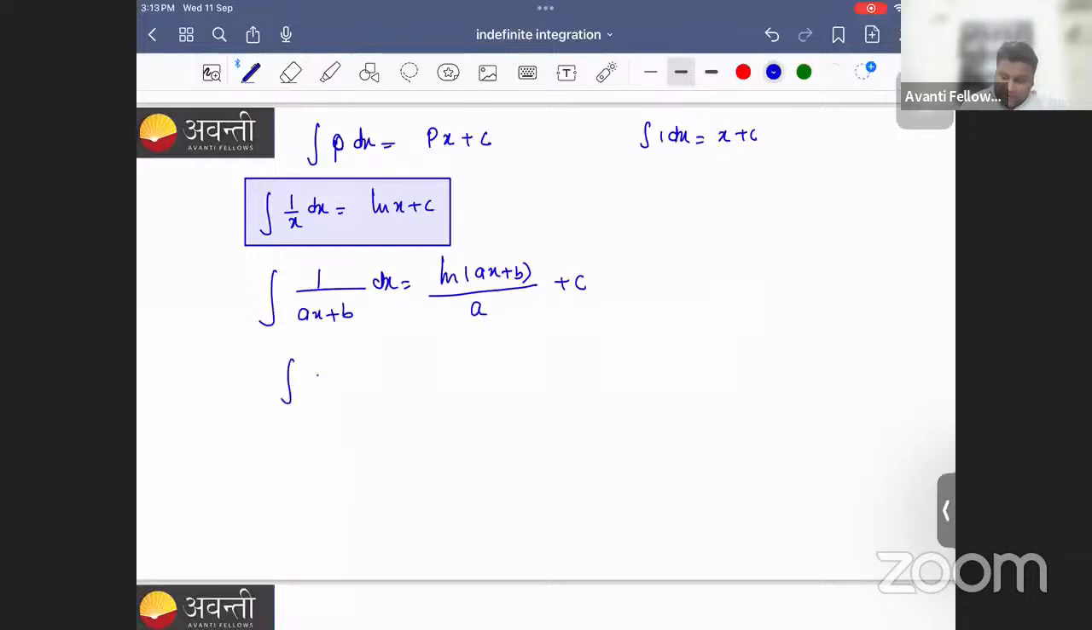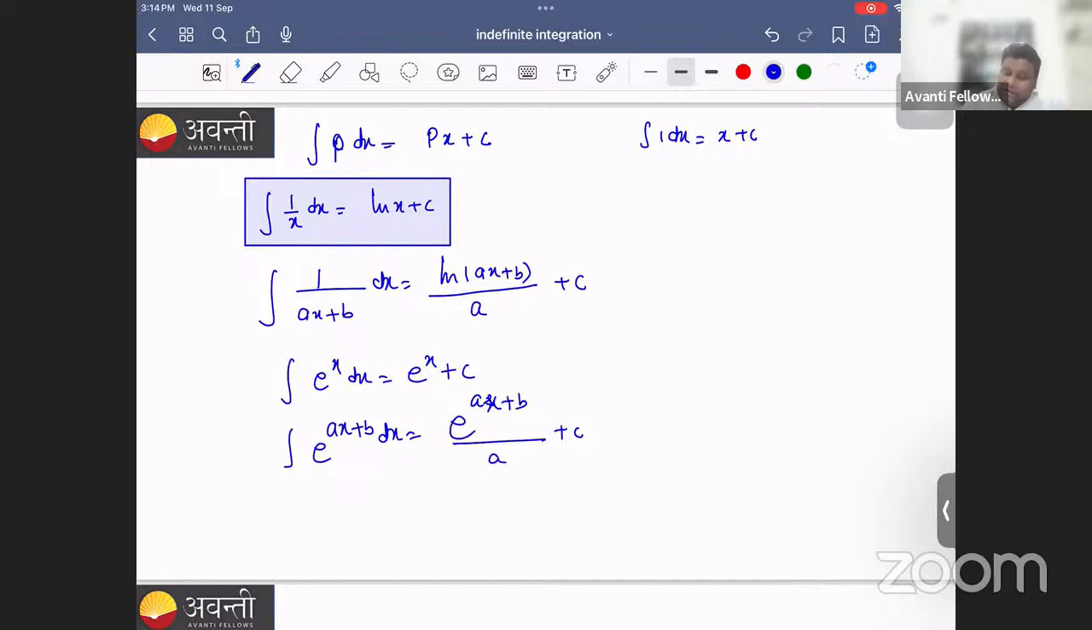Then integration of e to the power x dx will be the same, e to the power x plus constant. But if it is e to the power ax plus b dx, so it will be e to the power ax plus b upon a plus constant.